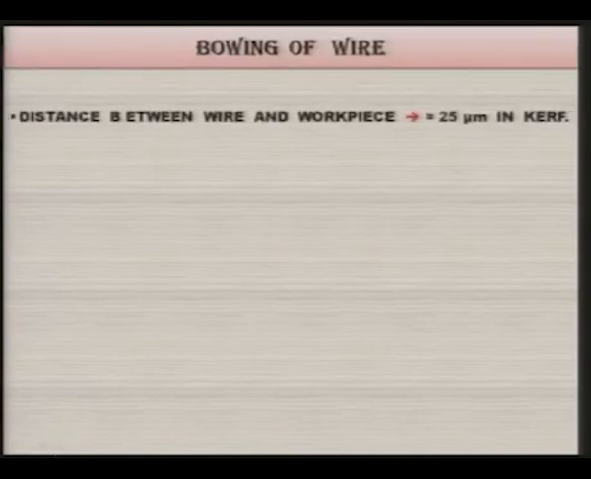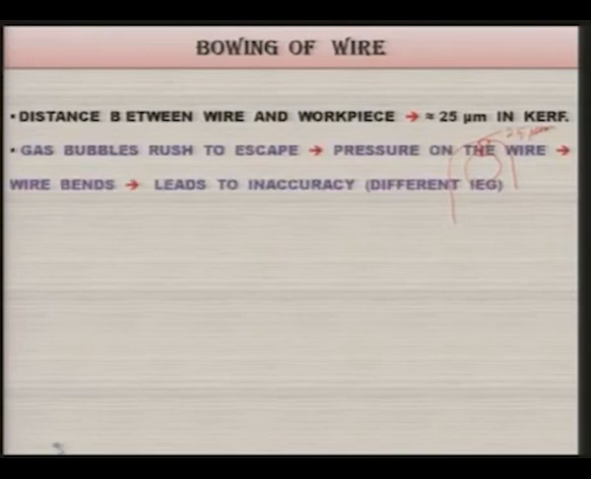Now, another problem that we normally face during wire EDM is that the distance between the wire and workpiece in the kerf is approximately 25 micron. Suppose this is the wire and this is the area which we cut on the workpiece, then this gap is normally 25 micron, which is quite small. So, gas bubbles rush to escape because of the very high amount of heat.